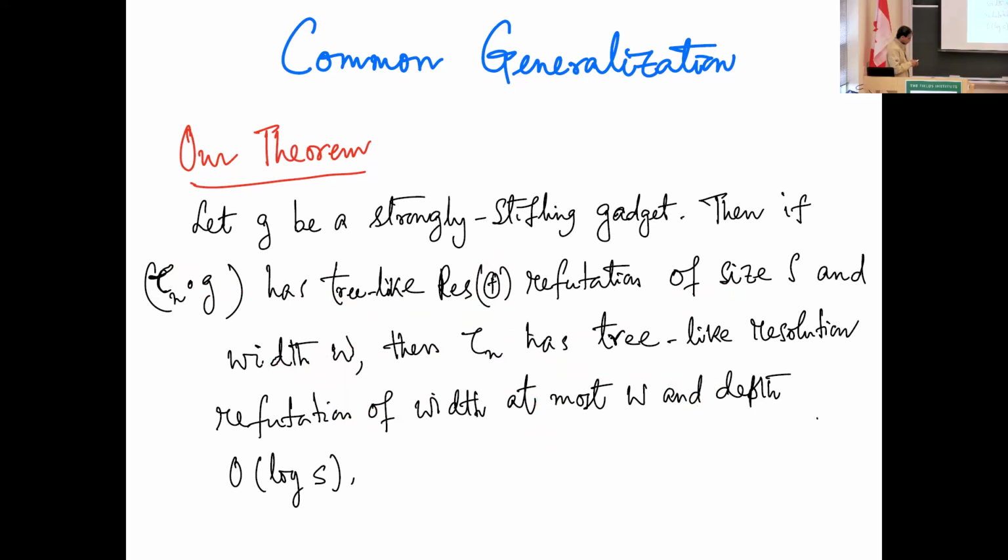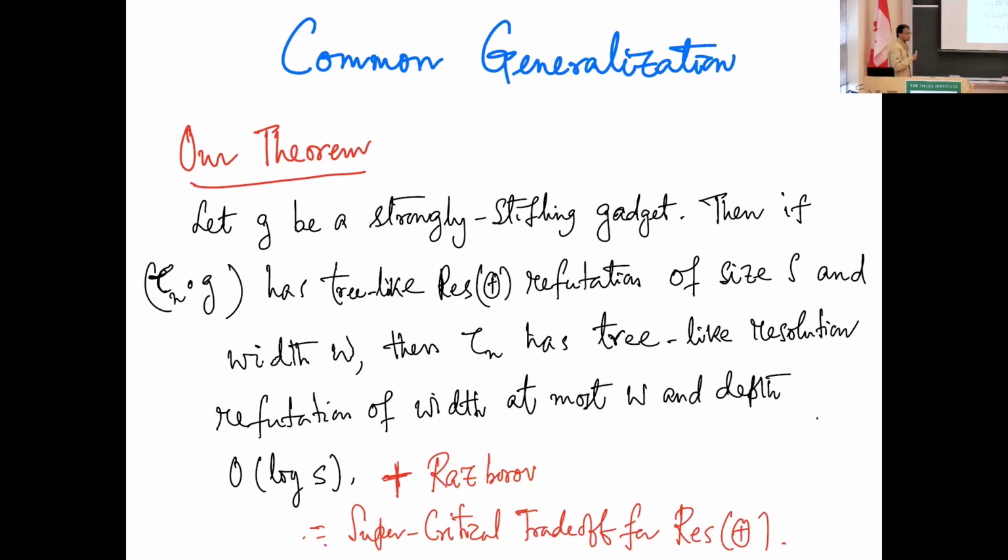Okay, and it doesn't take too much to realize that once you have such a lifting theorem, if you add Razborov's result, you get supercritical trade-offs for, I should mention here, tree-like Res(lin). Okay. So the main thing that powers this whole thing is the lifting theorem. So from now on, I'll just focus on the lifting theorem.